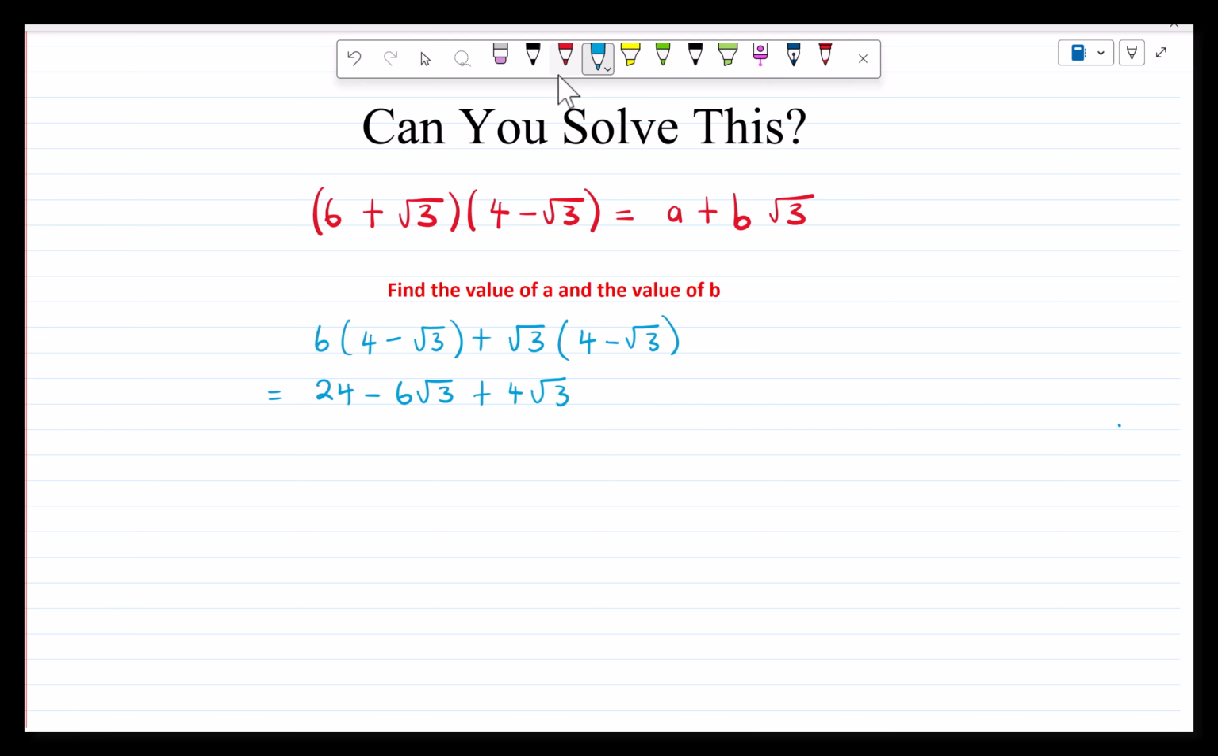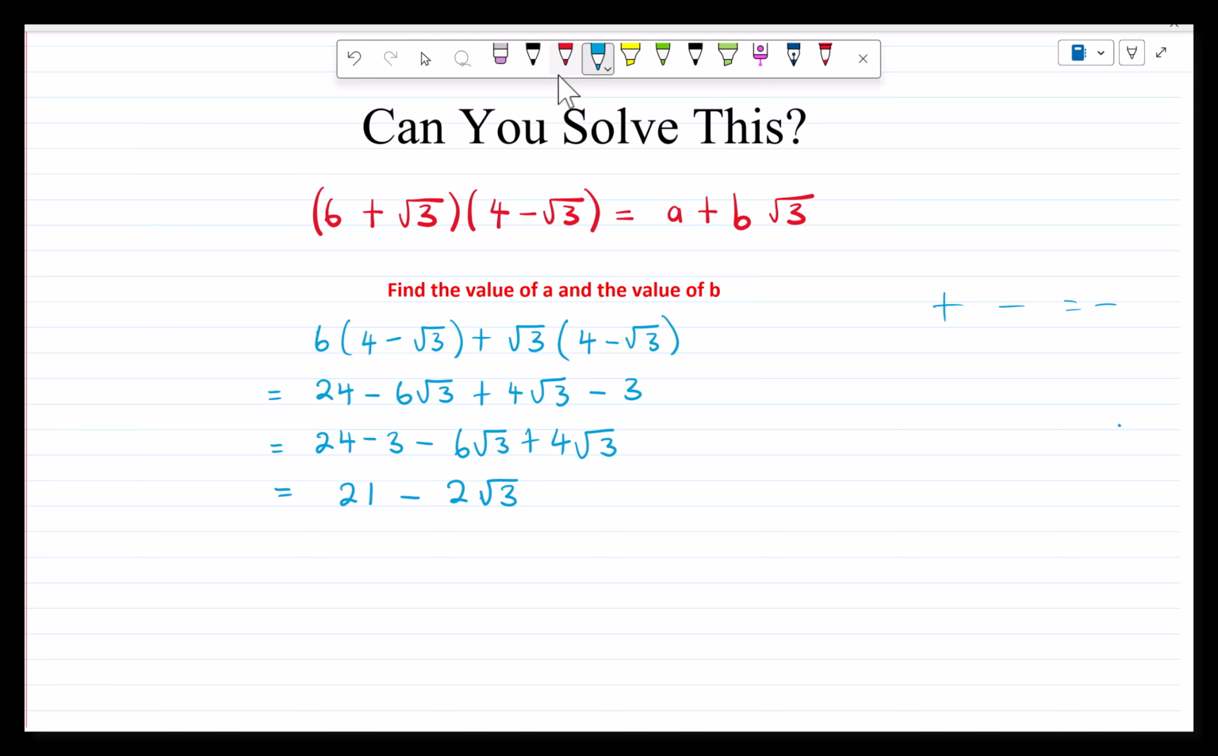Root 3 times root 3 gives us a negative 3 because of the two different signs, plus and the minus. Remember, a plus and a minus give us a minus. Now we have 24 minus 6 root 3 plus 4 root 3 minus 3. Grouping like terms, we have 24 minus 3, minus 6 root 3 plus 4 root 3, and 24 minus 3 gives us 21. Minus 6 plus 4 gives us minus 2, and we have our root 3.